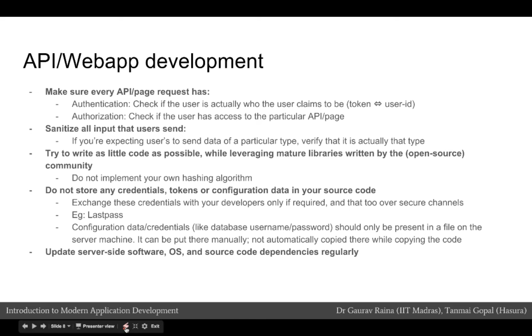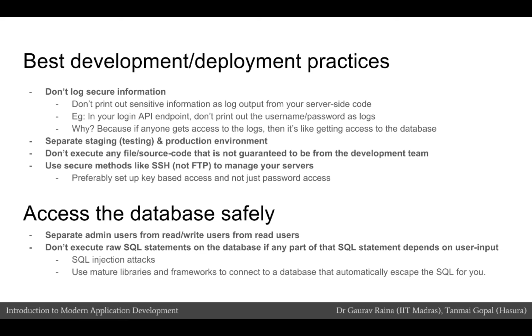Once again, just like with front-end code, we should regularly update server-side software, the operating system, and other libraries that our source code depends on. When we are deploying our source code, there are a few things that we need to make sure that we take care of. For example, our server might be outputting some logs. We might be printing out some logs as a program executes, primarily for a debugging purpose.